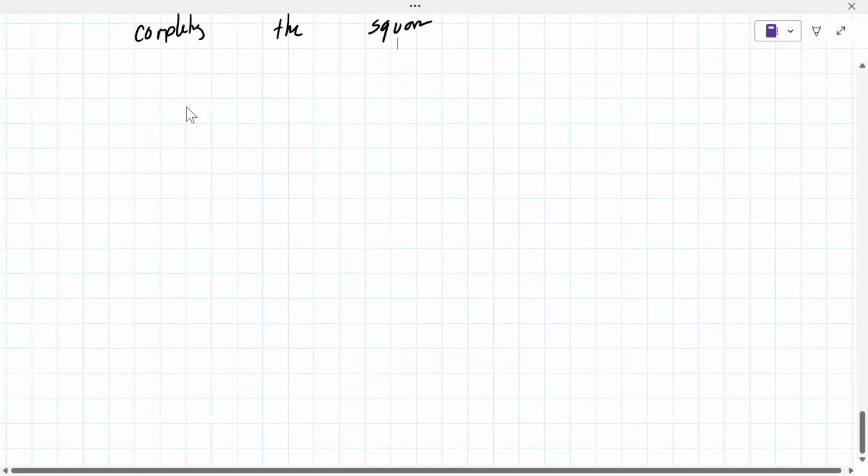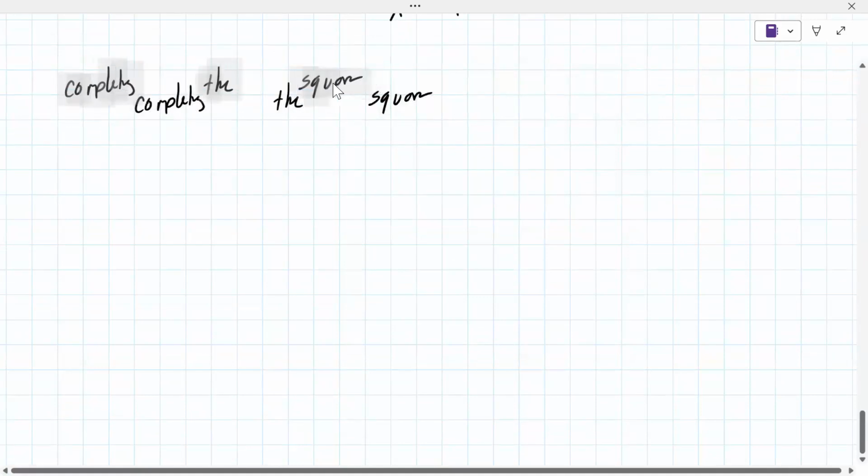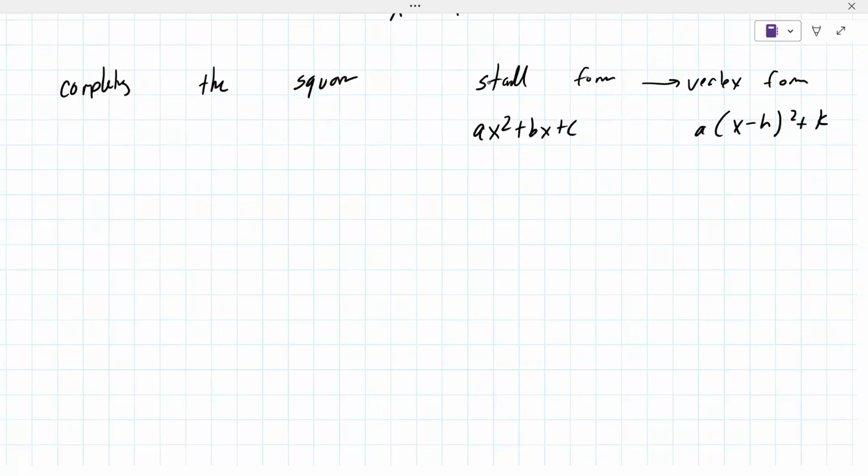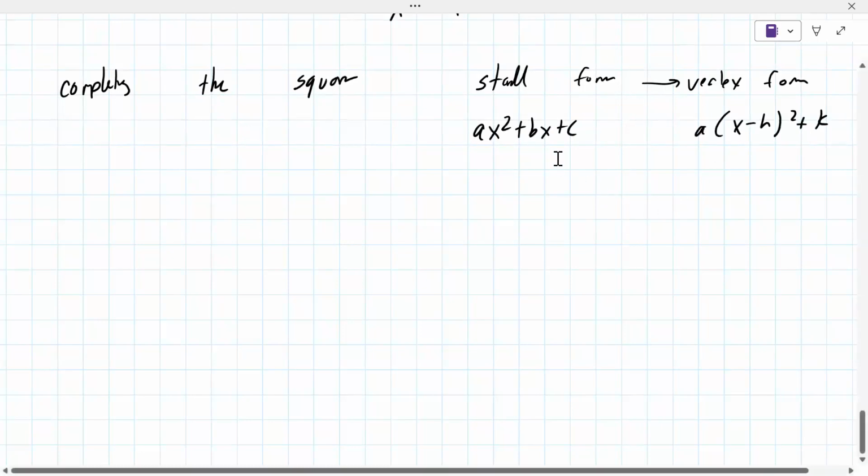Completing this. Is it okay if I start here? Yeah. Okay. So the reason you complete the square is to go from standard form to vertex form. So go from ax squared plus bx plus c to a(x minus h) squared plus k. We already know how to go the other direction. You foil, multiply by the a and then combine like terms. But now we're going to go this direction. And that's what this unit is all about.